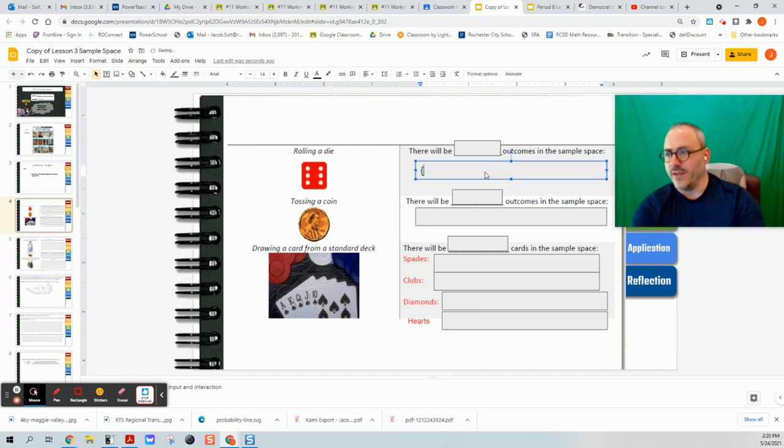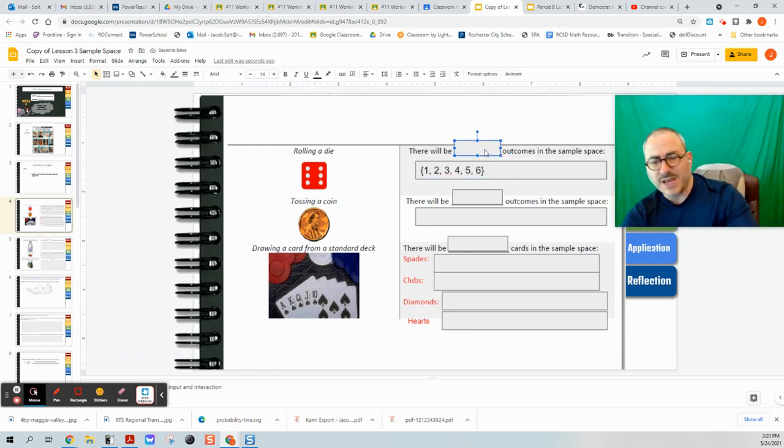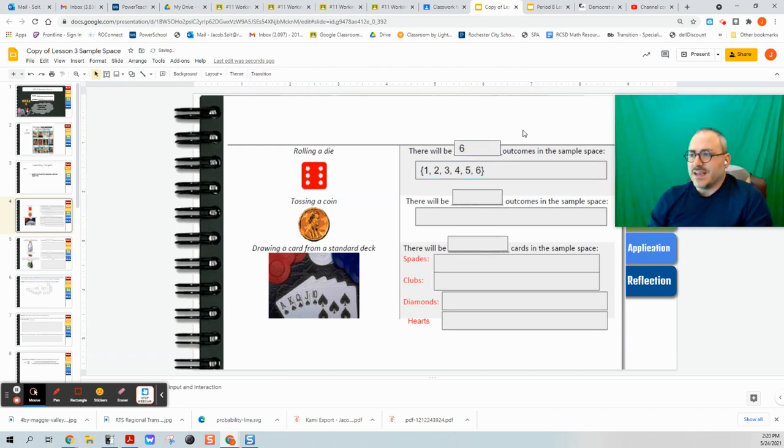Well, we could roll it, and it could roll a 1, it could roll a 2, a 3, a 4, a 5, or a 6, right? So there are 6 possible outcomes. Our sample space is 6. There are 6 possible outcomes of rolling a six-sided die. When you only talk about one of them, it's a die. When you talk about 2 or more of them, they're dice.